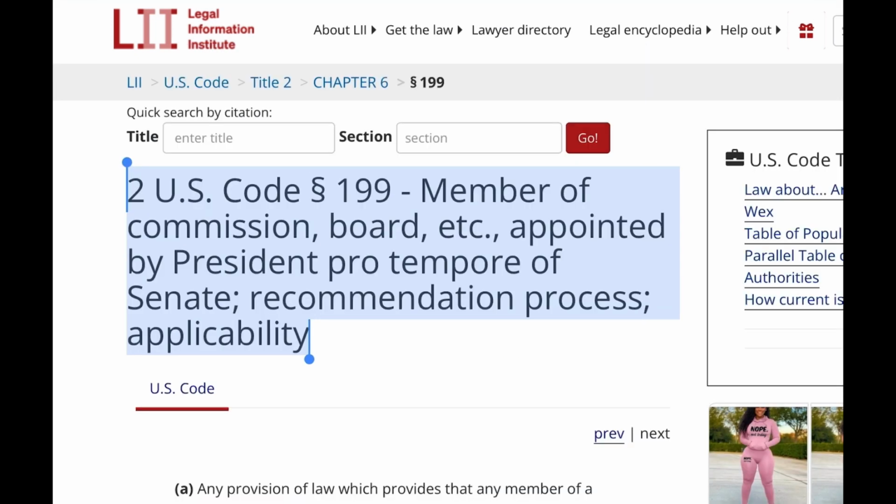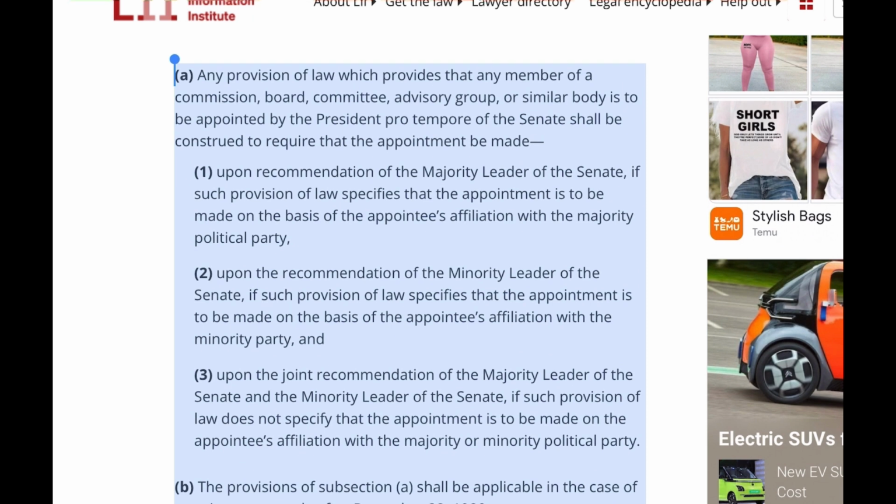2 U.S. Code Paragraph 199, Member of Commission, Board, etc., appointed by President pro tempore of Senate. Recommendation process, applicability. A. Any provision of law which provides that any member of a commission, board, committee, advisory group, or similar body is to be appointed by the President pro tempore of the Senate shall be construed to require that the appointment be made, 1. Upon recommendation of the majority leader of the Senate, if such provision of law specifies that the appointment is to be made on the basis of the appointee's affiliation with the majority political party, 2. Upon the recommendation of the minority leader of the Senate, if such provision of law specifies that the appointment is to be made on the basis of the appointee's affiliation with the minority party, and 3.